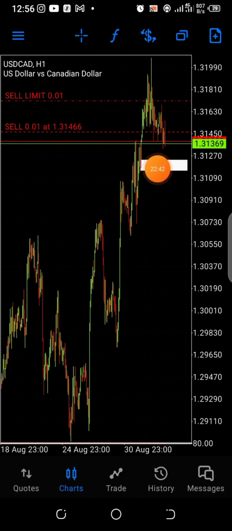This is the major push here. Price must give a buy here. It's a must for it to buy here. So let's see what everything is going to give to us.